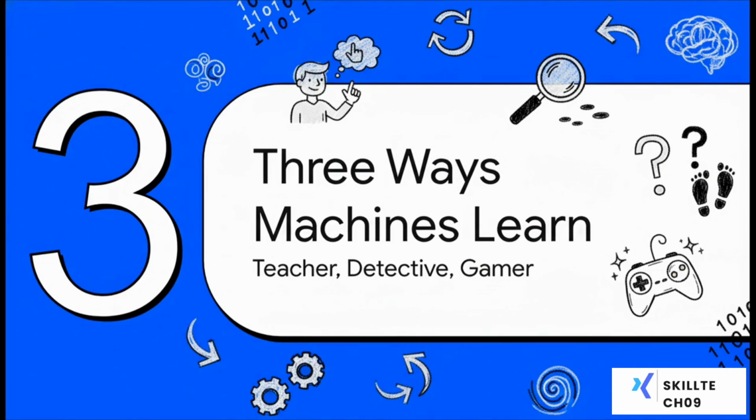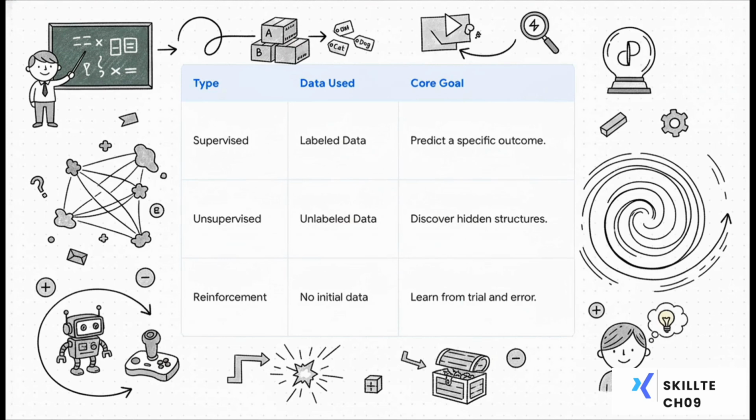Okay, so now we know what it is. The next logical question is, how does it work? Well, it turns out there are basically three main ways or styles that machines learn. And to make it stick, let's think of them as three different personas: the teacher, the detective, and the gamer. So here's a super quick look at our three learning styles. You've got supervised learning, which uses labeled data to predict stuff. Then there's unsupervised learning, which is all about discovering hidden structures in unlabeled data. And finally, reinforcement learning, which is learning by good old trial and error. So let's dive into each one, starting with our teacher, supervised learning.